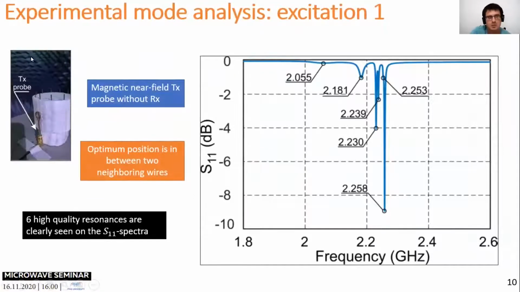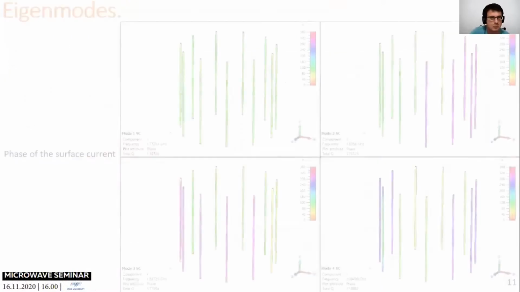Step number zero was realized experimentally even without the receiving probe. We just moved the transmitting probe close to our device and checked the reflection properties with a VNA. And we found that the optimum position of this excitation loop, when all the resonant maxima are at the lowest position, at least by eye, is somewhere in between two neighboring wires. Also, one can notice that we can see 6 high quality resonances which are clearly seen in this S11 spectra. So we estimate these are exactly the eigenresonance eigenmodes of the structure.